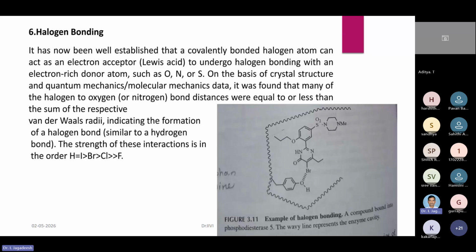So when they come into proximity, they tend to form a bond similar to the hydrogen bond, but it is also a weaker bond, not like a covalent or ionic bond. The strength of these interactions is in the order of iodine greater than bromine, bromine greater than chlorine, and chlorine greater than fluorine. Fluorine has the least interaction strength to form a hydrogen bond.